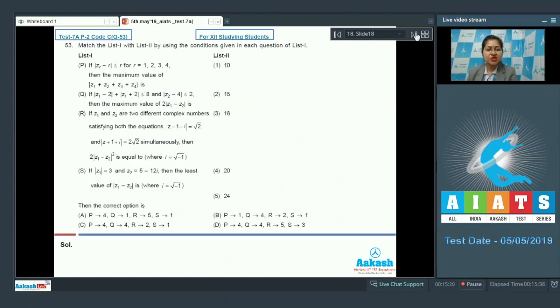Let's now discuss question number 53, which says that we have to match list 1 with list 2. A question on complex numbers. So let us solve it.